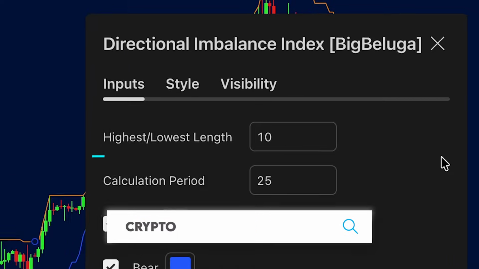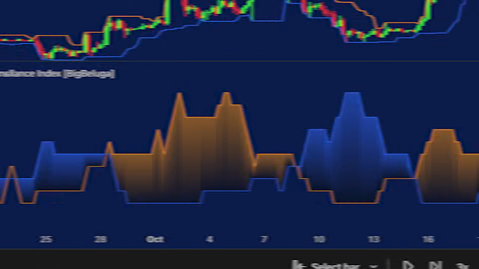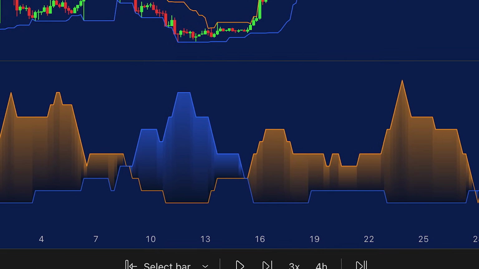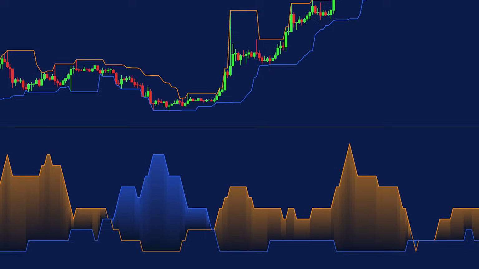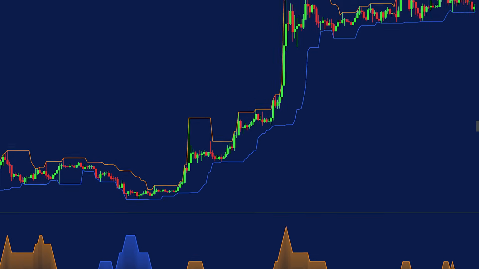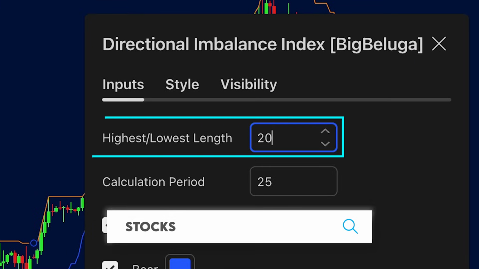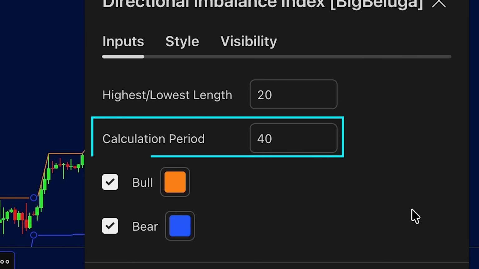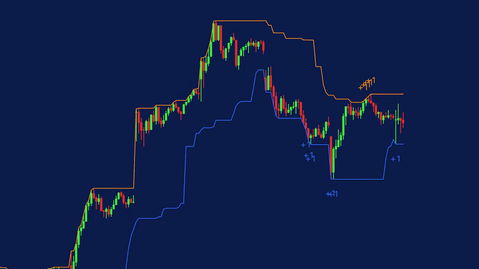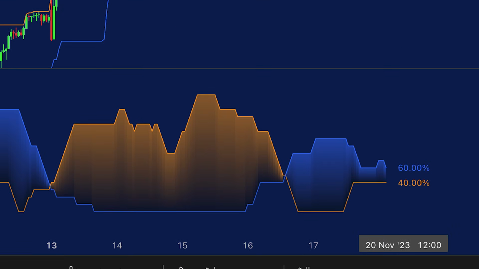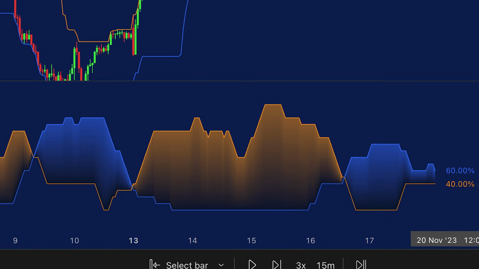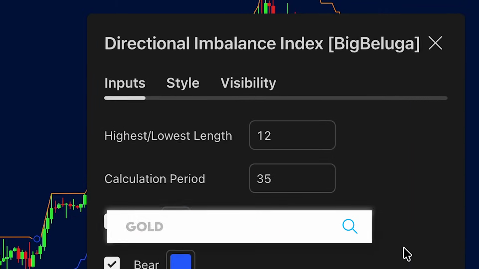For crypto, drop to length 10 and period 25. Crypto cycles move faster with 24/7 trading, so you need quicker detection and shorter rolling windows to stay ahead of momentum shifts. For stocks, bump highest, lowest length to 20, and period to 40. Stock market momentum is smoother and more institutional, so longer settings filter out intraday noise while capturing the real directional pressure from large players. For gold, use length 12 and period 35 as a balanced middle ground for its unique volatility profile.